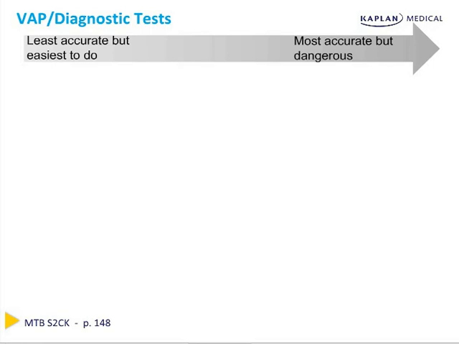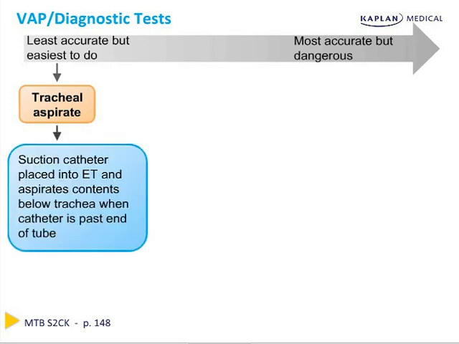Firstly, starting with the least accurate but easiest to do, a test might be a tracheal aspirate. You simply put a suction into the endotracheal tube and suck out some contents. Very easy, but very inaccurate. Again, these patients are going to have colonized bacteria in their ET tube. Therefore, it's hard to tell whether what you're getting is actually causing pneumonia.